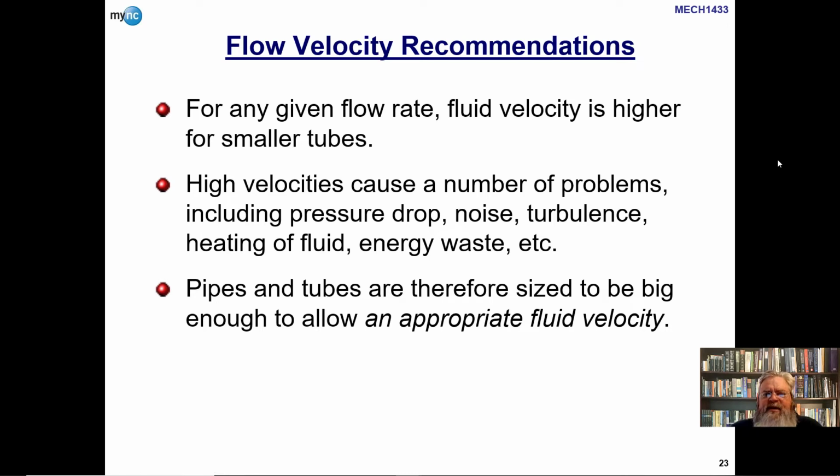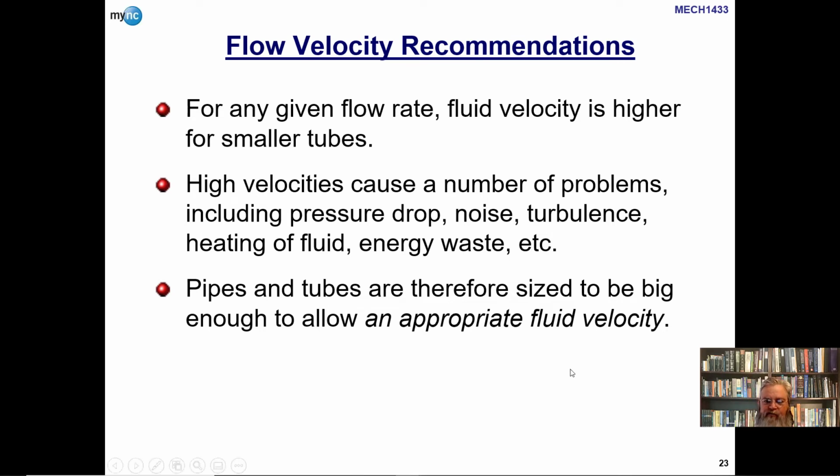The idea is that for a given flow rate, the fluid velocity goes up when the pipe size goes down. Smaller pipes, higher speed, of course. High velocities, though, are a problem, as we know. At high velocities, we basically waste more energy. There's also higher pressure drops. That's a consequence of wasting that energy. There can also be noise, squealing pipes, turbulence, heating of the fluid, because that's where the energy goes into heat. So we don't want the speed to be too high.